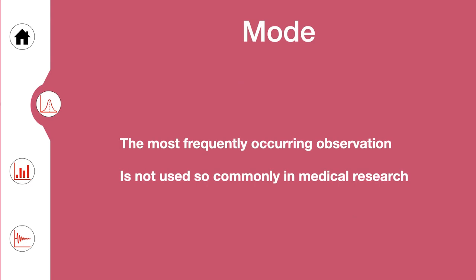Next you have the mode. This is the most frequently occurring observation. It is not commonly used in medical research, and the reason for that is simply because it's used with nominal variables and we don't often use them in medical research. We're more quantitative rather than qualitative.